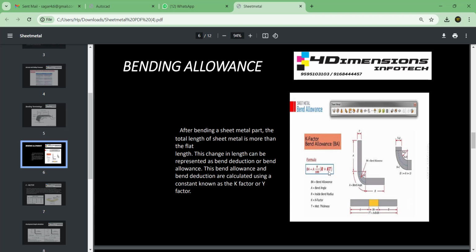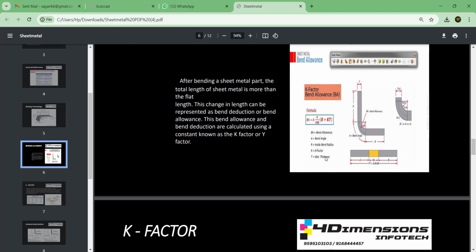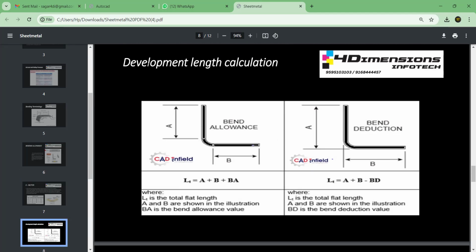So this is the formula to find out bending allowance, that is bending allowance BA equals capital A pi by 180 in bracket R plus KT. So all the initials, the meanings are given here. BA stands for bending allowance, A is for bending angle, R is inside radius, K factor, then material thickness. So K factor plays a very important role to find out bending allowance as well as development length of the part. Bending allowance formula is given. You should understand this formula and then go for calculating the development length.